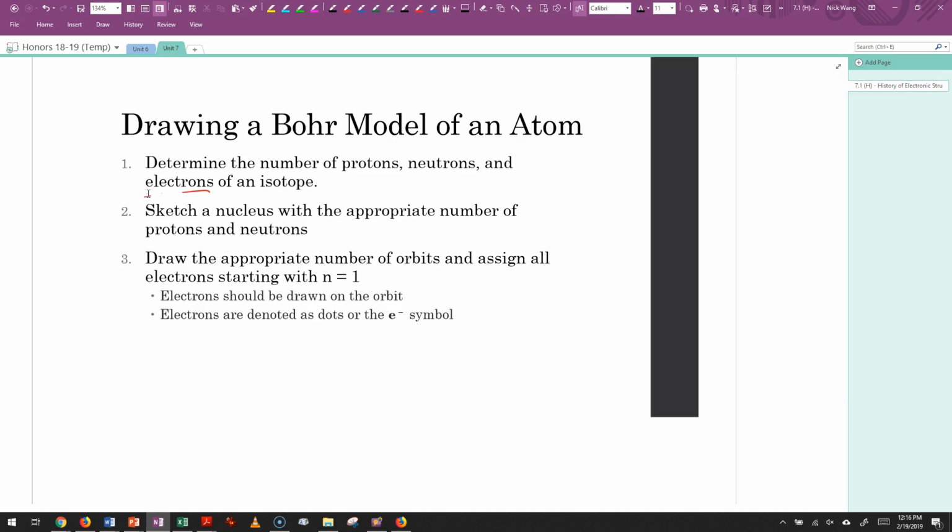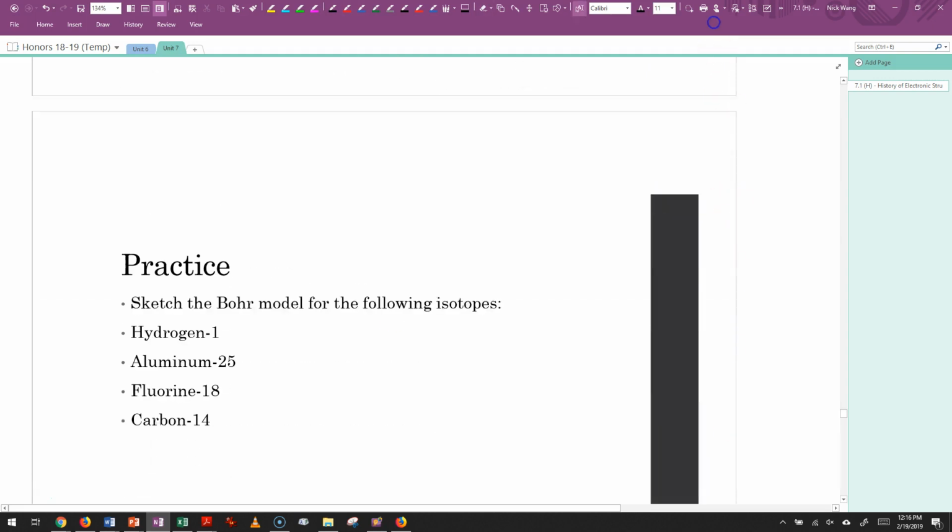You're going to sketch a nucleus with the appropriate number of protons and neutrons, P equals, N equals. And you're going to draw the appropriate number of orbits and assign all the electrons starting with n equals 1. Of course, electrons should be drawn on the orbit, and you can denote them as dots or the e minus symbol, which I'll show you on the next slide.